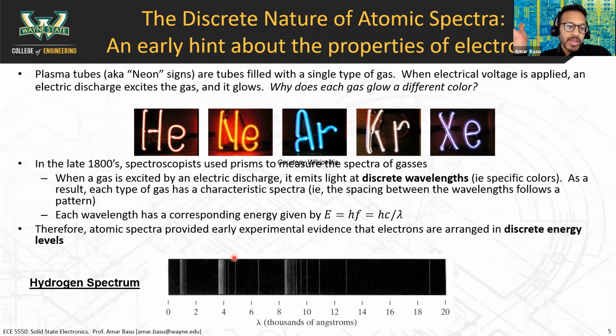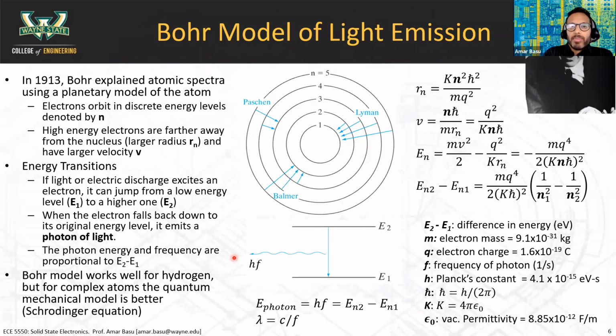And at some point they came to the conclusion that, oh, it must have something to do with the electronic configuration of the atom. It must have something to do with the electrons being in different energy states. So that was a big advance. That concept was a very big advance in science. That advance led to the Bohr model of light emission and ultimately the Bohr model of the atom.